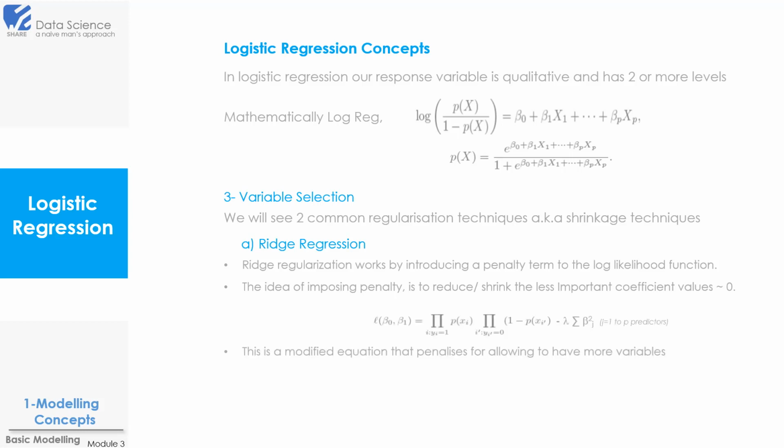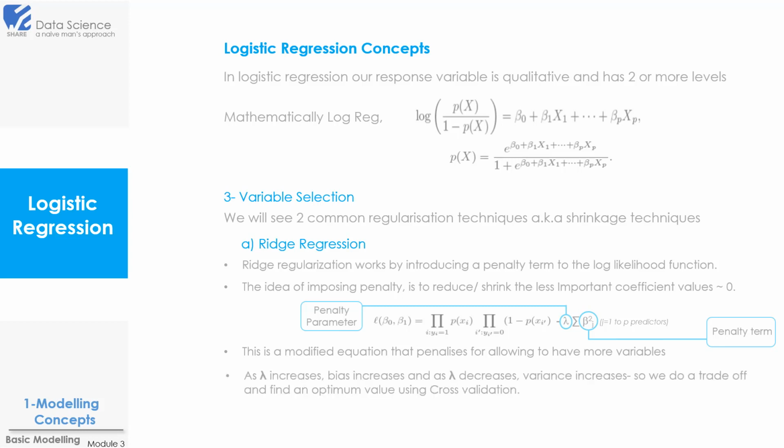Now, as you can see on the screen, this is the modified equation that penalizes for allowing more variables. Lambda is a penalty parameter and beta j square is the penalty term. Now it is important to note that as lambda increases, bias increases, and as lambda decreases, variance increases. So we will have to do a trade-off between bias and variance and find an optimum value of lambda. So for this purpose, we use cross-validation.